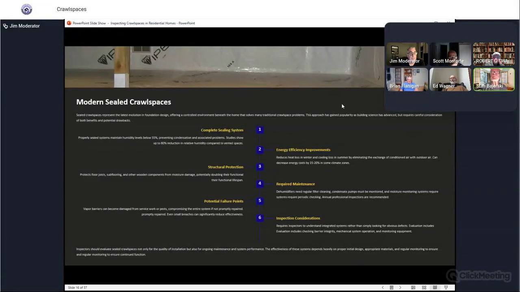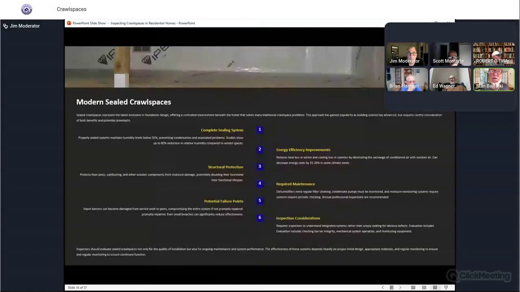Okay, Jim. Modern sealed crawl spaces. Sealed crawl spaces represent the latest evolution in foundation design, offering a controlled environment beneath the home that solves many traditional crawl space problems. The approach has gained popularity as building science has advanced, but requires careful consideration of both benefits and potential drawbacks. So, complete sealing. A properly sealed system maintains humidity levels below 55%, preventing condensation and associated problems. Studies show up to 80% reduction in relative humidity compared to vented spaces.